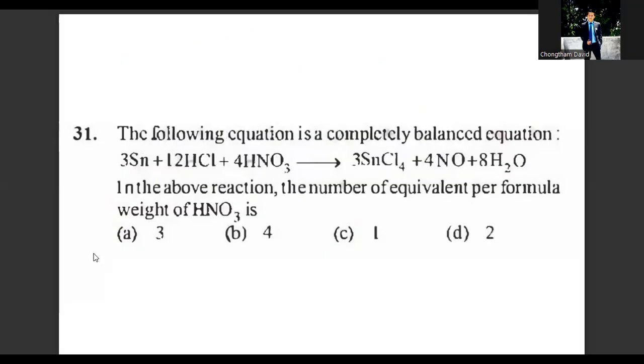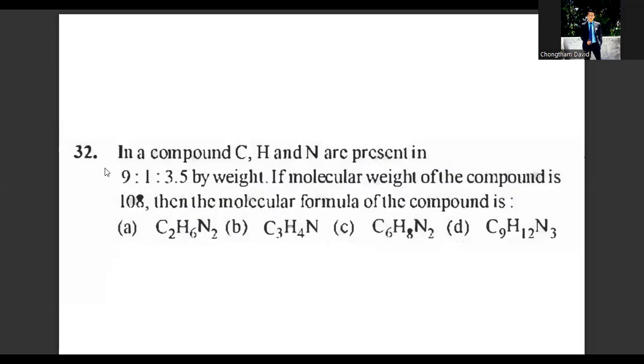Question number 31. The following equation is a completely balanced equation. This is repeated again. Let's read question number 21. In a compound, carbon, hydrogen, and nitrogen are present in the ratio 9 is to 1 is to 3.5 by weight. If molecular weight of the compound is 108, then this is also an easy question. You first need to find the ratio of number of atoms in the molecule.